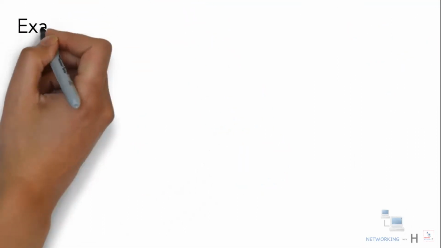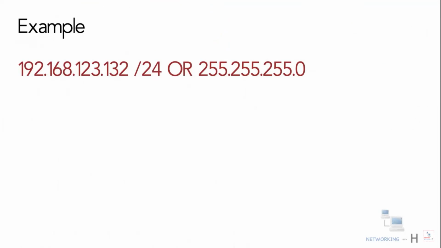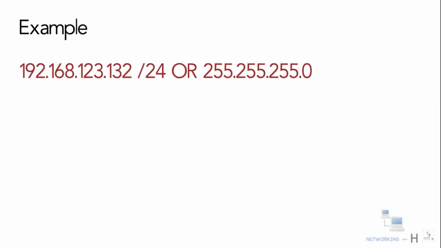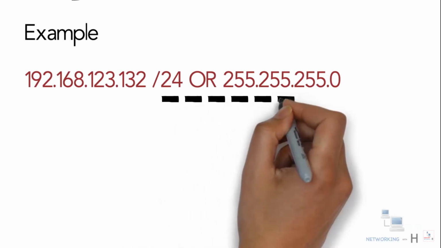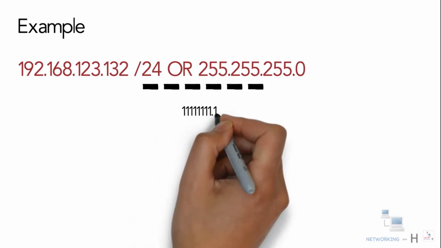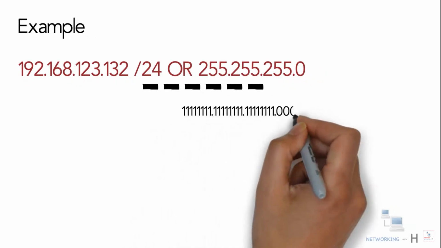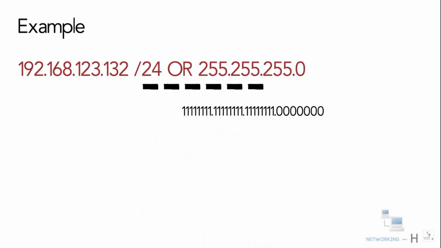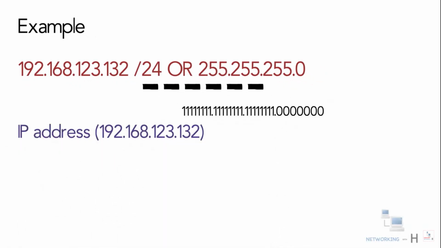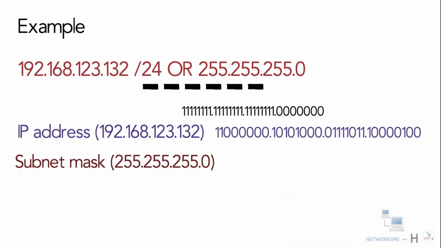Let's take an example to determine the network address and the host address of the below IP 192.168.123.132. In this example, the subnet mask is /24, or you can call it 255.255.255.0. So the subnet mask, if you convert it to binary, will be 24 ones and 8 zeros. Lining up the IP address and the subnet mask together, the network and the host portion of the address can be separated.